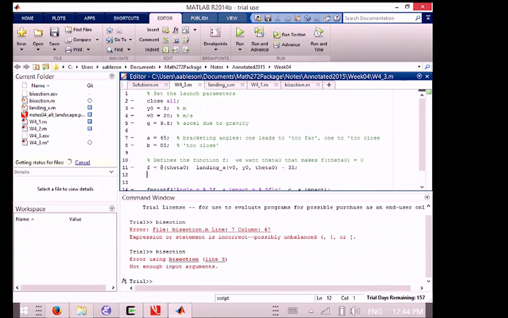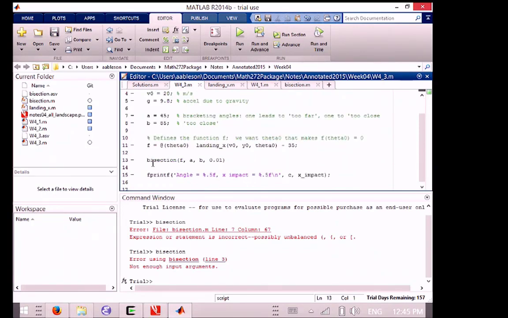Notice it's a function. We don't know what theta naught is. That's the whole point of having it up front here, it's going to be a function of theta naught. I don't know what it is, but I want someone else to look for it for me. And so we're going to use functions upon functions here. And we're going to say bisection of that function from A to B, which were defined a little bit earlier. And we're going to set it to a tolerance of 0.01 degrees. Pretty reasonable start. And launch angle. Let's call it launch angle.